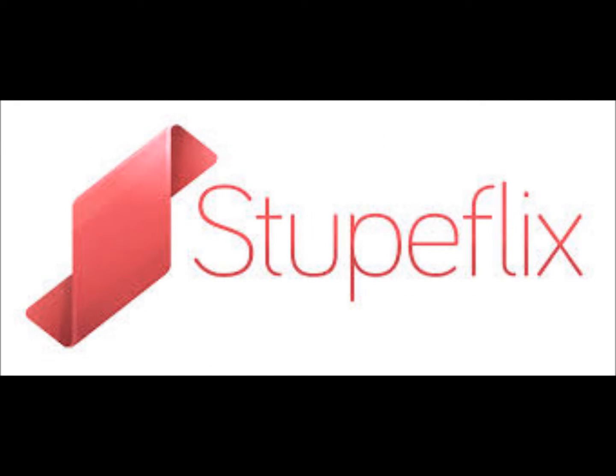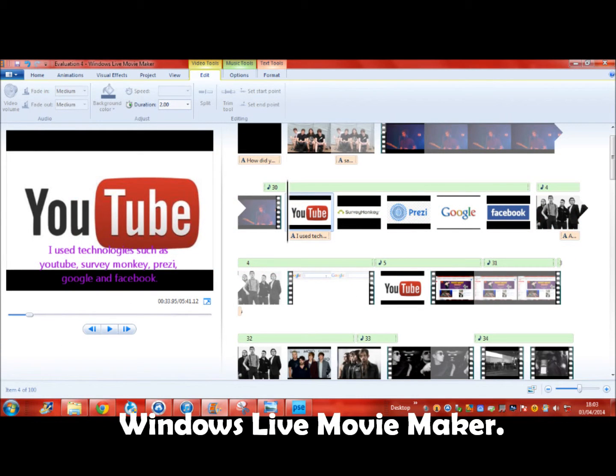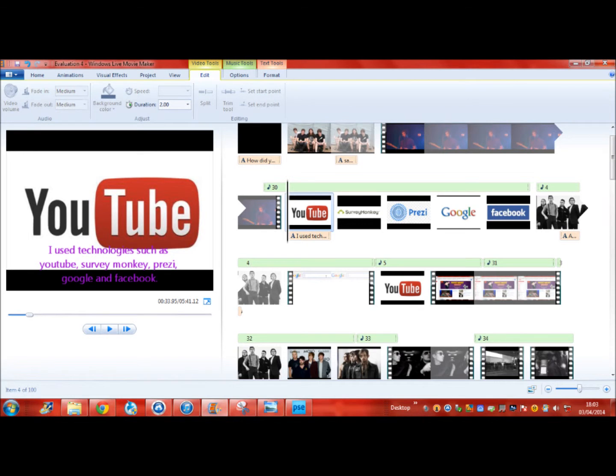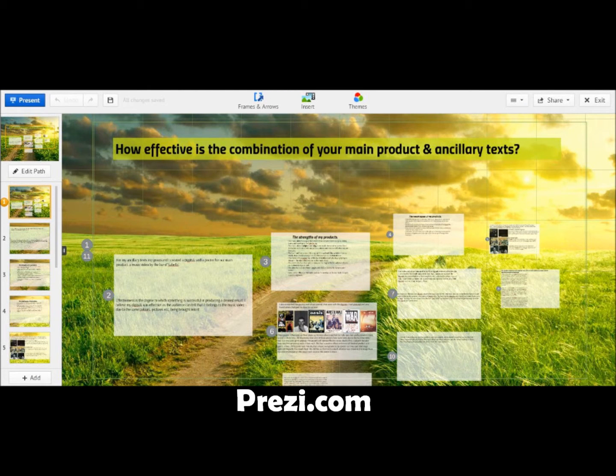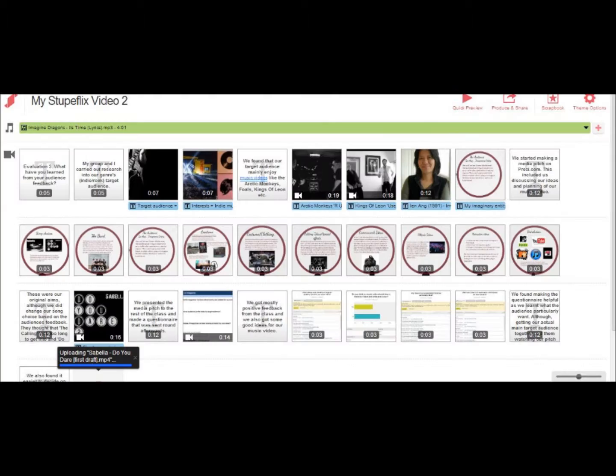At the stage of evaluation, I used technologies such as Movie Maker, Prezi and StoopFlick. I used these 3 in 4 of my evaluations to show that I had good use of technology. I also found them simple to use and they allowed me to be creative.